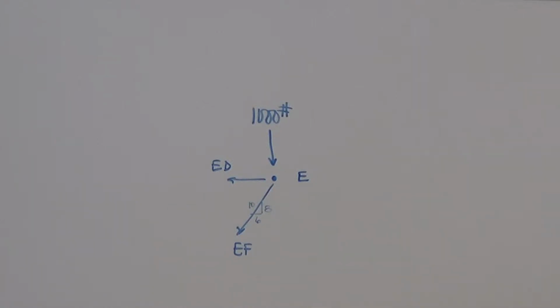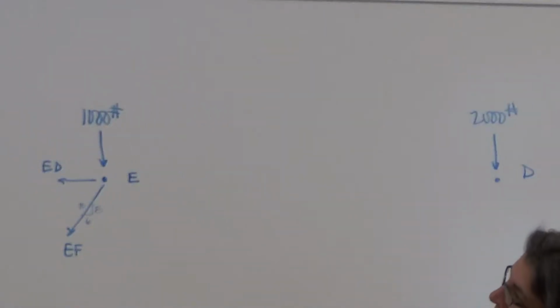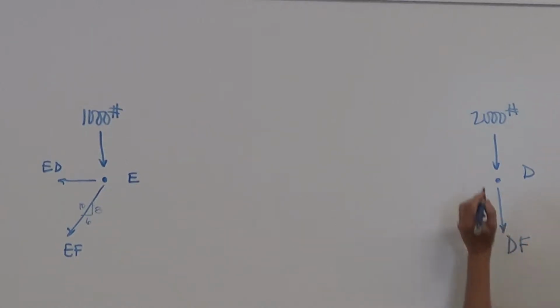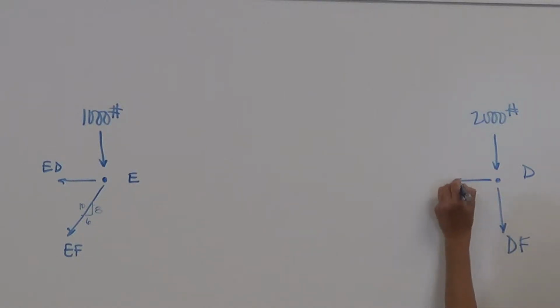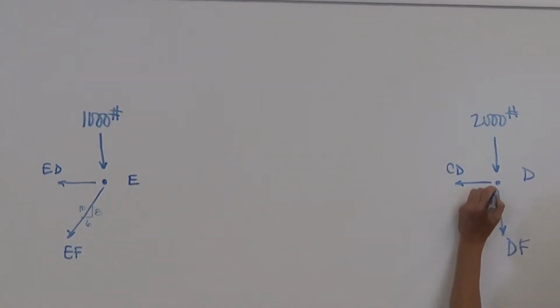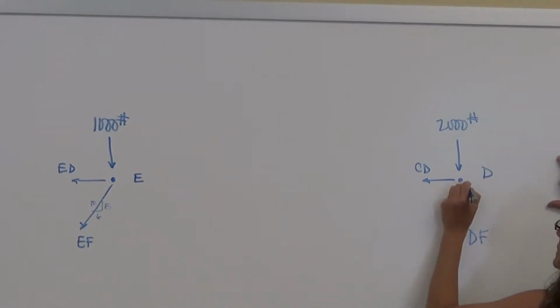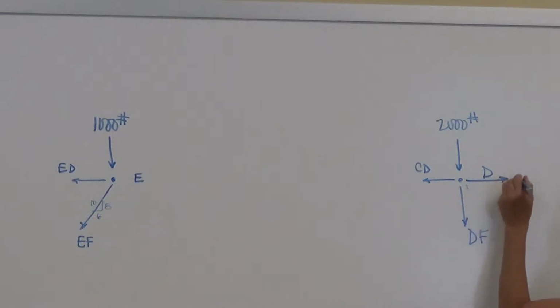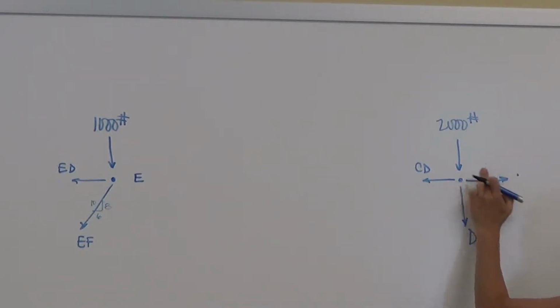And then what if I draw a free body diagram of the top part of my curve? That would be joint D, right? And at D I have 2,000. And then what? DF goes straight down. DF going straight down, what else? CD to the left, and then this one to the right, it's horizontal. And what is this? I'll call it ED.